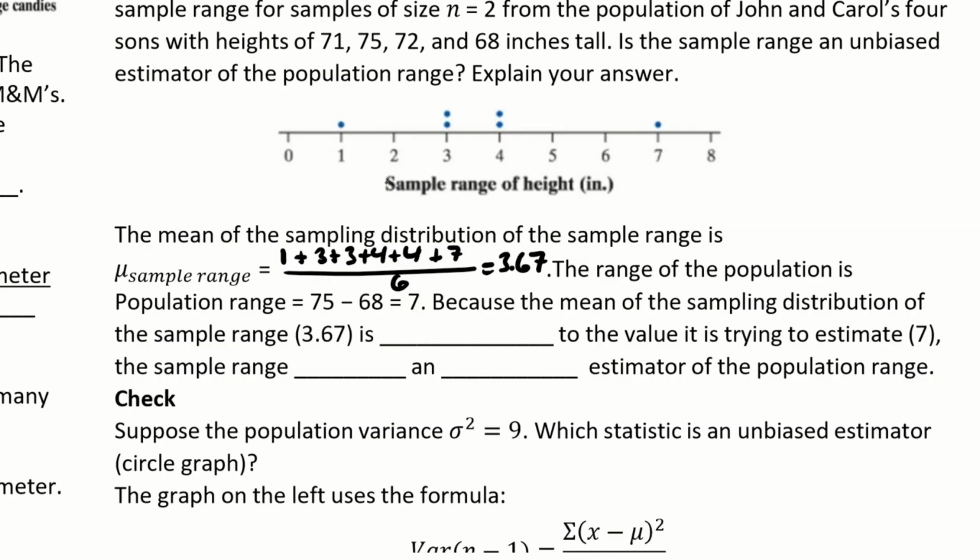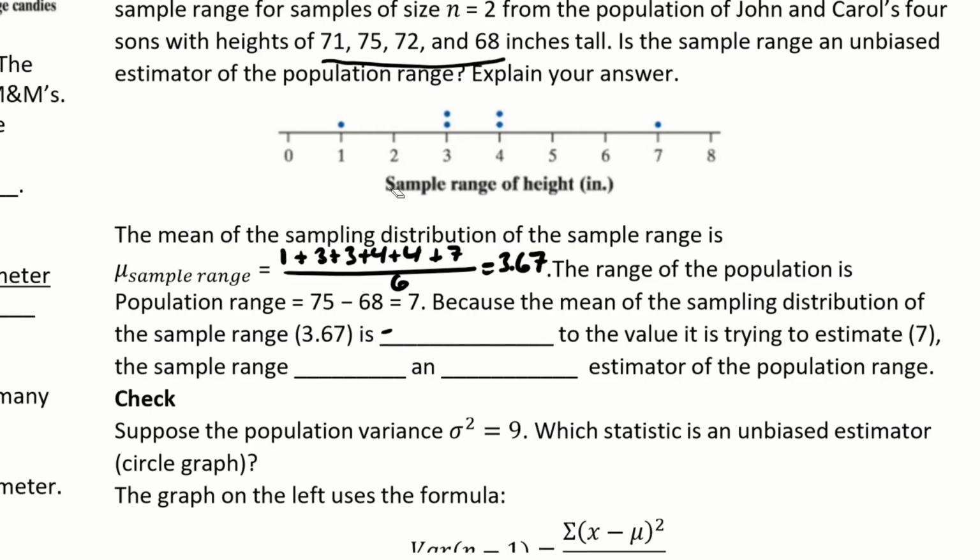Now we want to compare it to the range of the original population. Remember, this is the population. So what's the range of 71, 75, 72, and 68? Well, the range is the largest minus the smallest. So it's going to be 75 minus 68, right? Oh, it already shows it here. Sorry, I wasn't doing it wrong. 75 minus 68 is equal to 7.